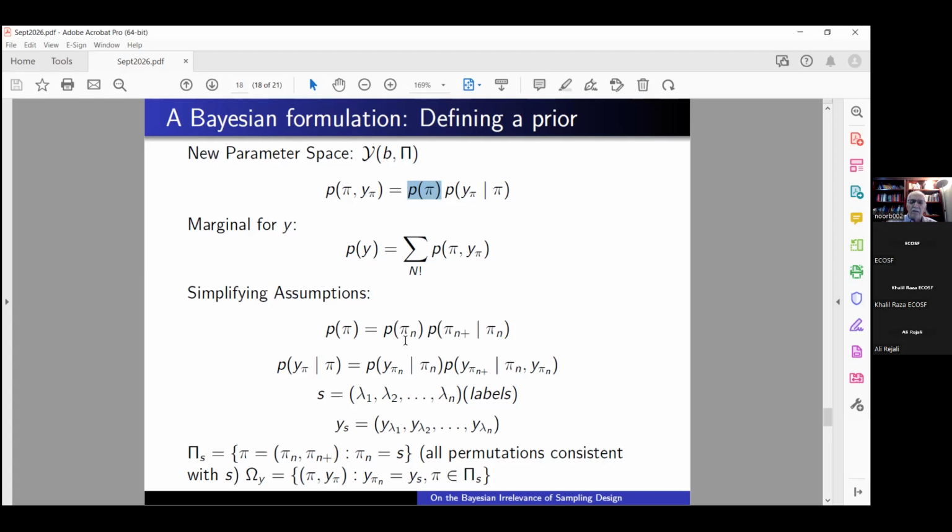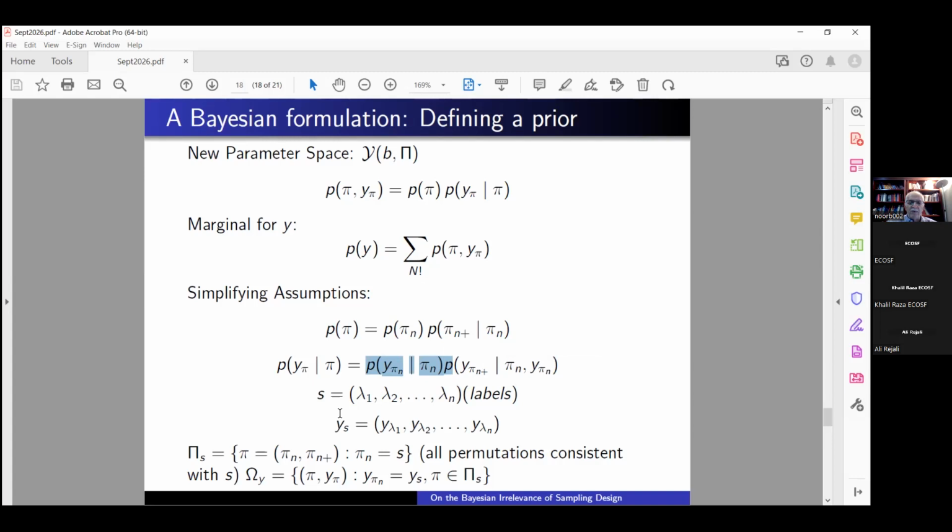The piece observed is this piece. The remaining piece is this piece. The prior can be decomposed as this piece. Actually, for simplification, we can add this. More generally, this is the case, but we can decompose it this way, times observed, unobserved, given the observed permutations, the initial segment that we saw, and the observed values of them.